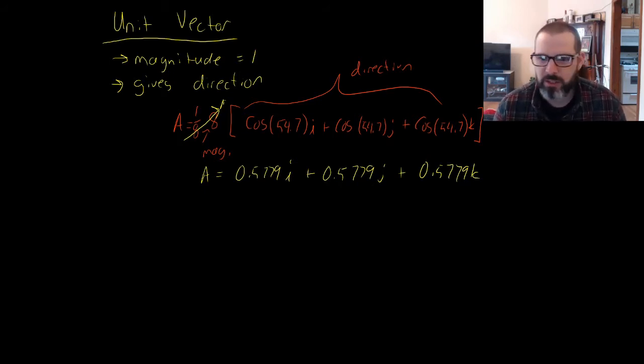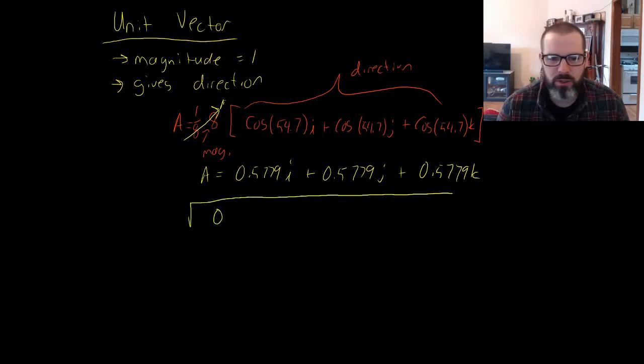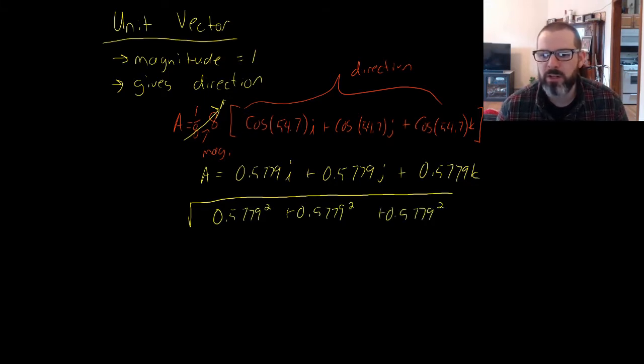If this is a unit vector, its magnitude should equal 1. We can simply check this by using the Pythagorean theorem and saying the square root of 0.5779 squared plus 0.5779 squared plus 0.5779 squared is equal to 1. And if in fact you go through, you find out that it equals 1. It's a unit vector. So based on this, we can go back and make a simplification.